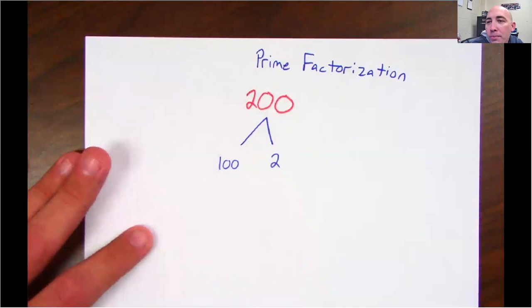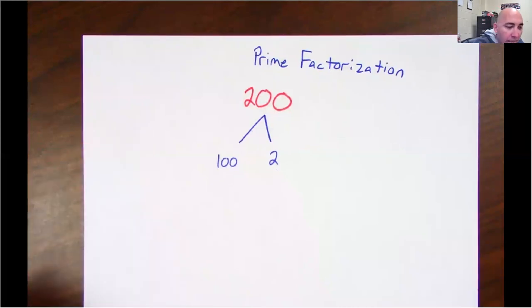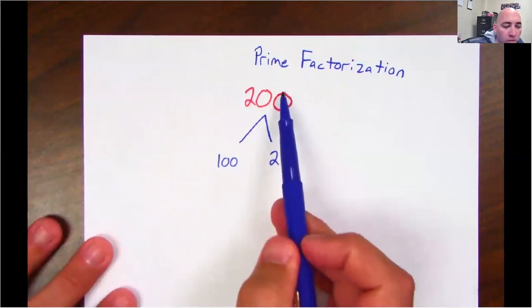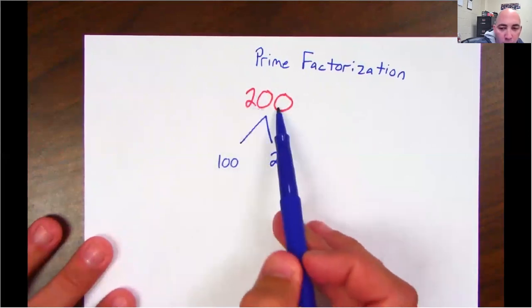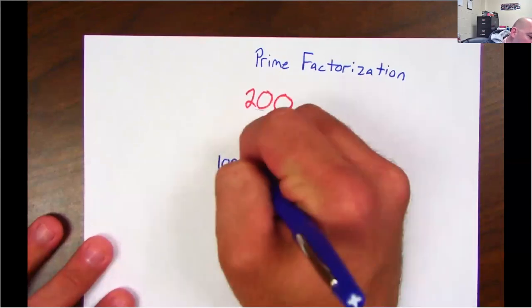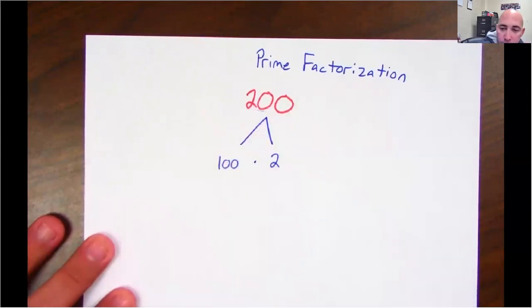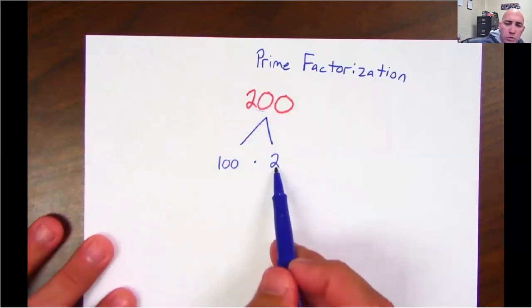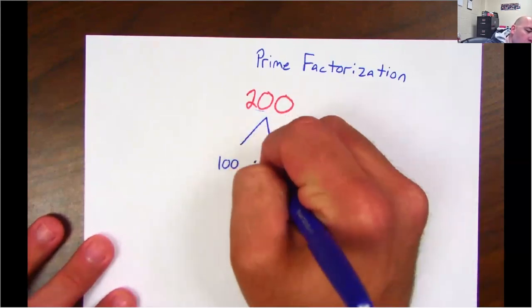Does anyone remember what a prime number is? A prime number is a number that can only be multiplied by 1 and itself. So again, we're looking for the prime factors of 200. So we broke it down to 100 times 2. Well, guys, 2 is a prime number. I'm going to circle it. That's as low as it goes.